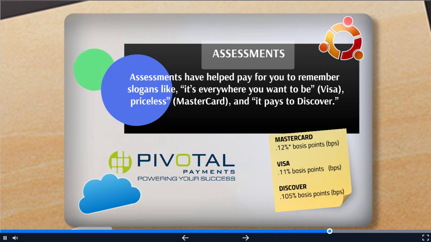We're all probably familiar with Discover's "It pays to discover" or their charming new advertising commercials. We're also often familiar with the American Express commercials, especially the recent ones starring the hilarious Tina Fey. These are all examples of assessments at work.